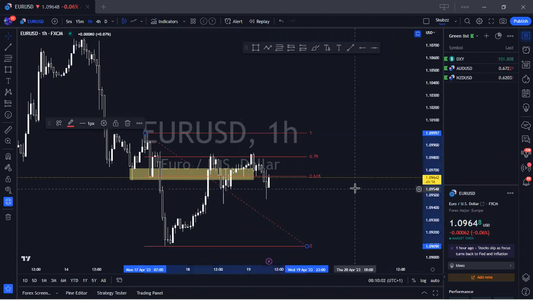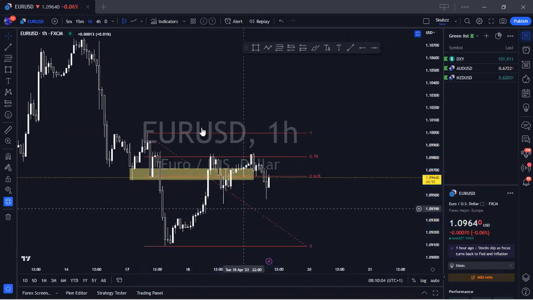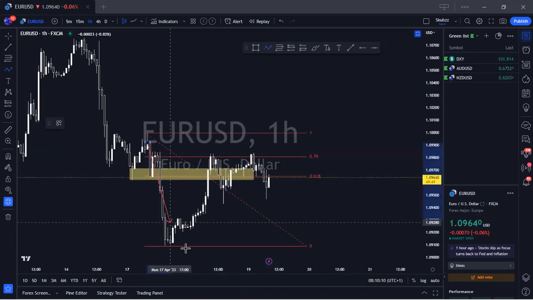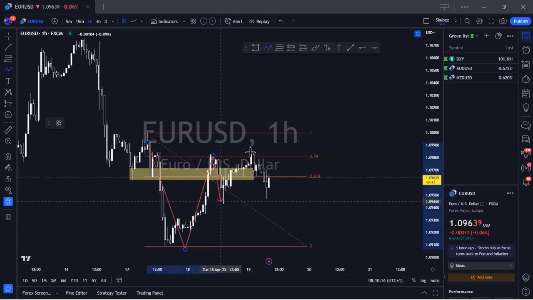So Euro USD, you see that break to the downside that we were talking about yesterday. So we actually broke to the downside. We came back. We did not actually react at that 0.618. We reacted at the 0.7. We pushed it down. We went back to that 0.79 again and then reacted from there. Now we're still tapping. It's as if all of them are actually ranging right now.